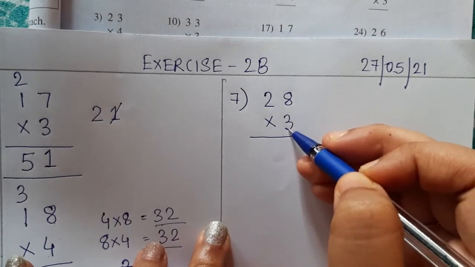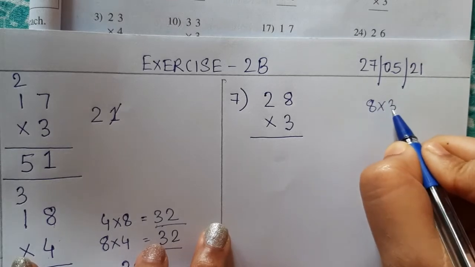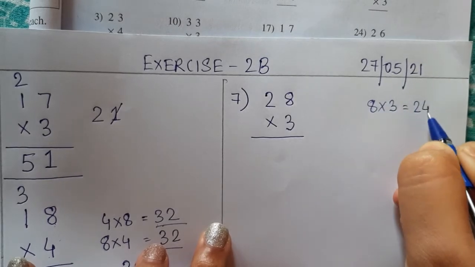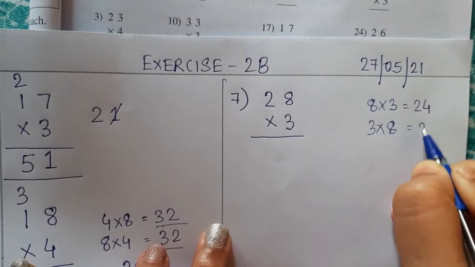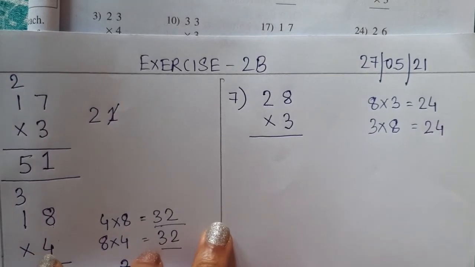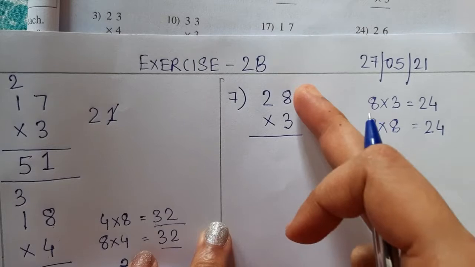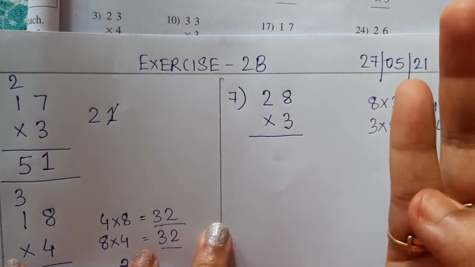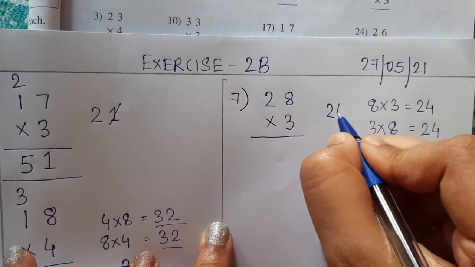can either count the table of 3, because 8 into 3 is 24 and 3 into 8 is also 24. So whatever is easy for you, you can do that. Okay. So I am going to count the table of 8. 8 1s are 8, 8 2s are 16, 8 3s are 24. So I am going to write 24 here.